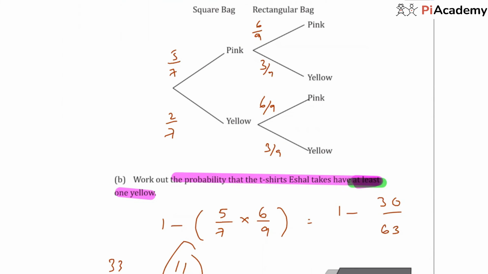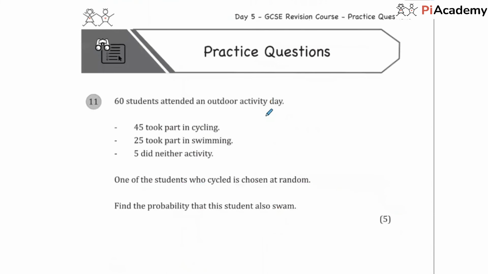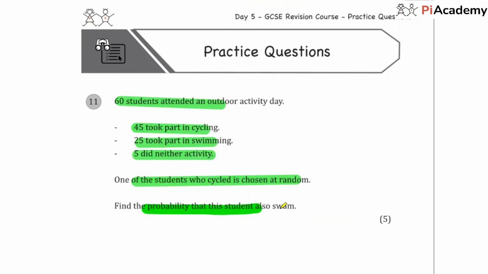Okay. Let's go to the next question, guys. 60 students attended an outdoor activity day. 45 took part in cycling, 25 took part in swimming, 5 did neither activity. One of the students who cycled is chosen at random. Find the probability that the student also swam.